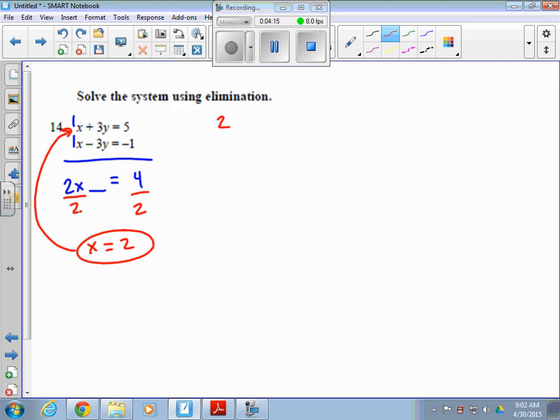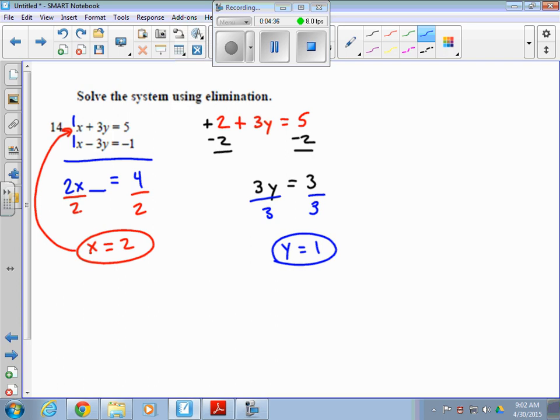X's value is 2, so 2 plus 3y equals 5. Now you have a two-step equation to undo. Undo the plus 2 first by subtracting it on both sides. 5 minus 2 is 3. So you have 3y equals 3. Undo 3 times y by dividing both sides by 3, and you have y's value is 1. Remember, again, a solution to a system is written as x comma y. Your x value is 2, and your y value is 1. Therefore, your solution is 2, 1.